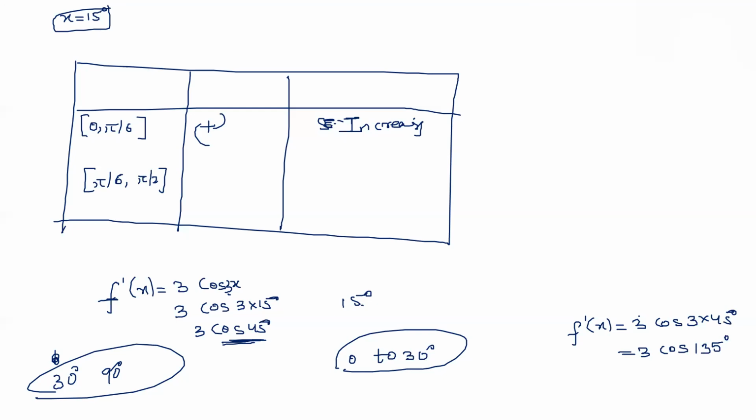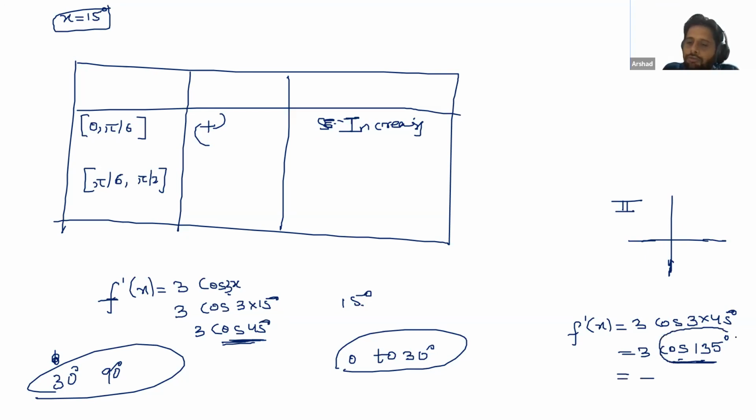Positive. No, it is not 0. You can check in this way. The 135 degree line lies in which quadrant? The second. In the second quadrant, cos is positive or negative? Negative. So this will come out negative here. Whatever the value you will get here, this will be negative.